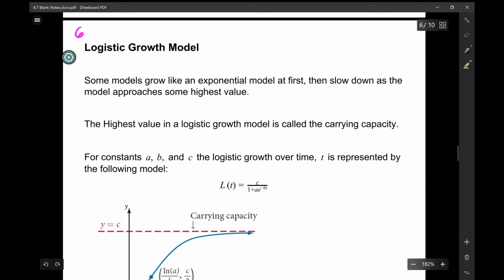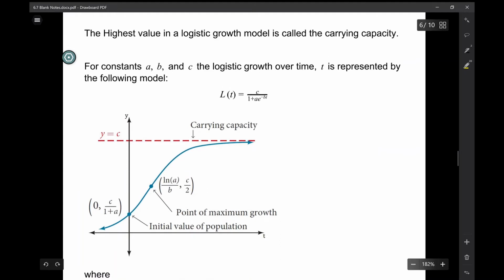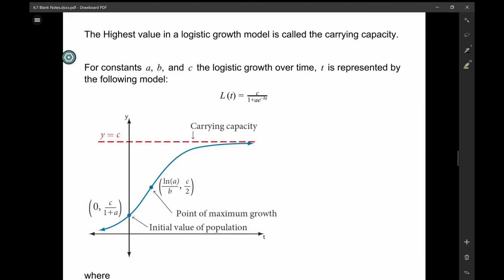So here we are in 6.7, we're on video number 2, and we're going to talk about logistic growth models. So this is what I was sort of talking about. Here's a nice graph of it. You can see it's growing exponentially through here, but then as time goes on, it approaches this carrying capacity, and that's the largest amount that it can possibly reach.